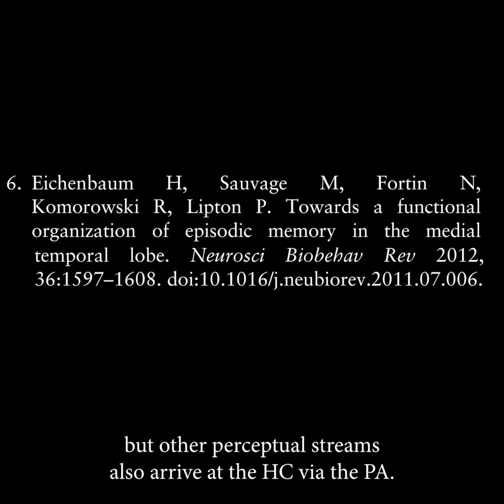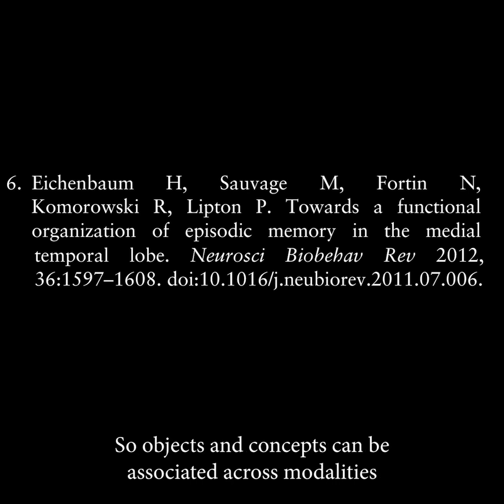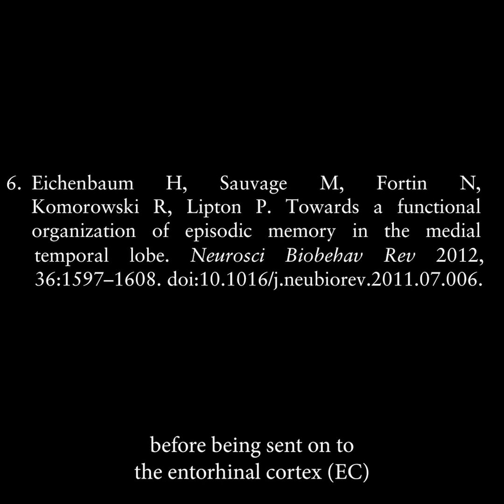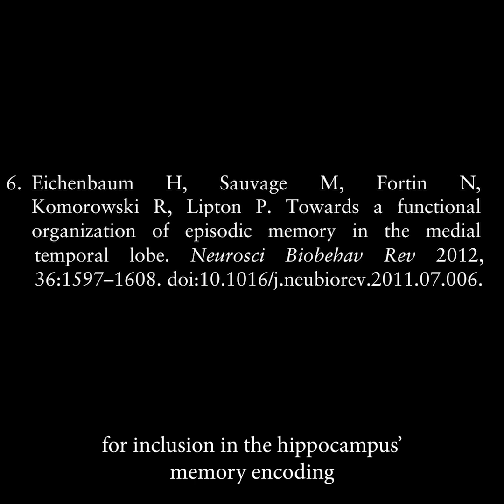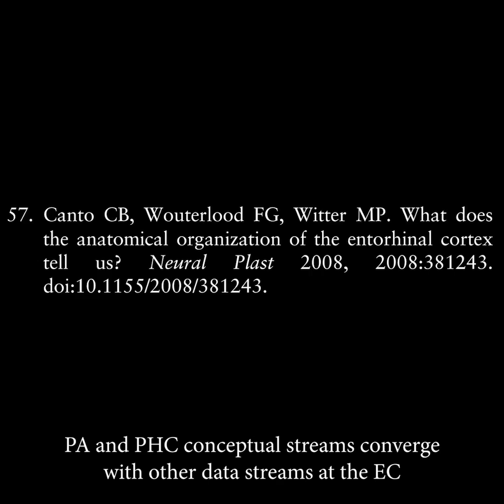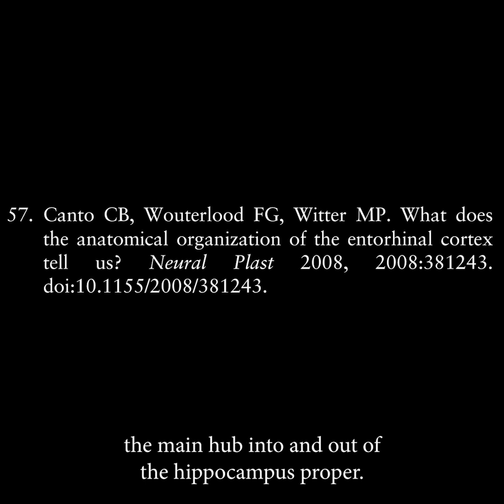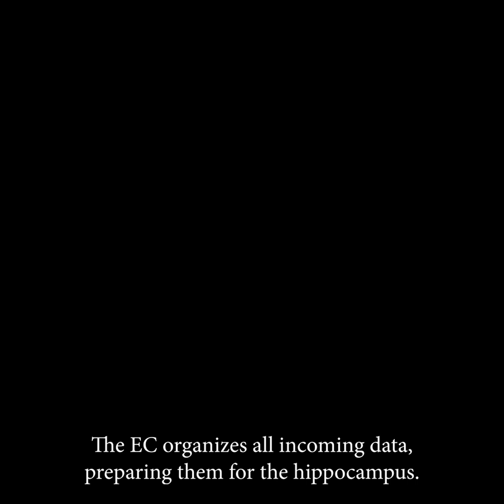Entorhinal cortex. We've been illustrating the pyramid of reports via the major visual streams, but other perceptual streams also arrive at the HC via the PA. So objects and concepts can be associated across modalities for being sent on to the entorhinal cortex, EC, for inclusion in the hippocampus's memory encoding. PA and PHC conceptual streams converge with other data streams at the EC, the main hub into and out of the hippocampus proper. The EC organizes all incoming data, preparing them for the hippocampus.